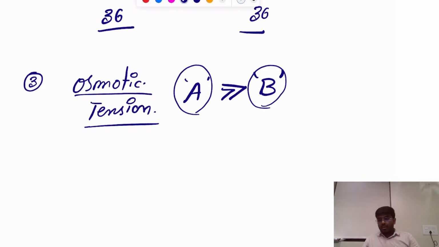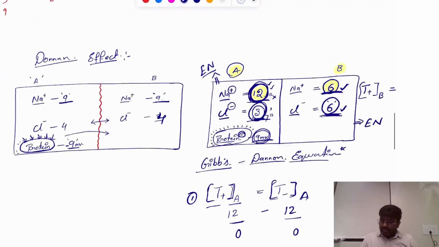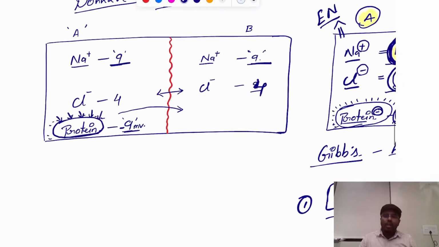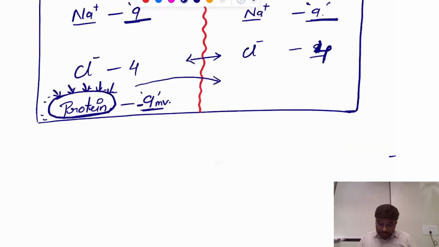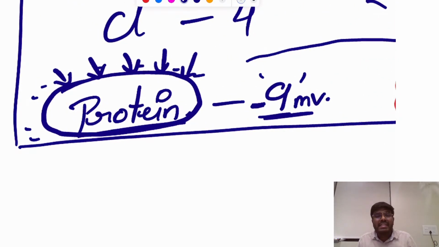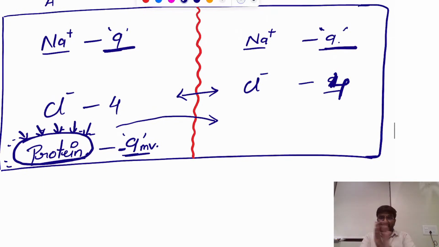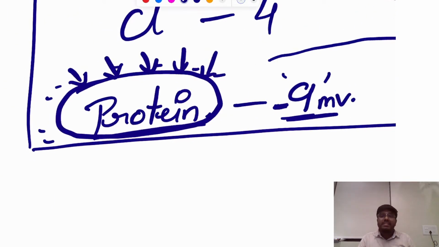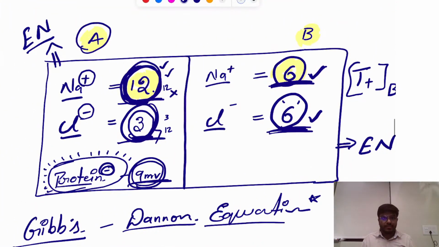So what I am trying to put into your mind is, according to the Gibbs-Donnan equation, or simply, what is this Donnan effect? The Donnan effect explains that in the presence of large impermeable substances, the ionic movements will be altered. Normally, ions should be equally distributed, but in the presence of such large proteins, the ionic movements are changed. Now it's not equilibrium: on one side it is 12, on the other side it is 6. Even in our cells, that's what I told you.